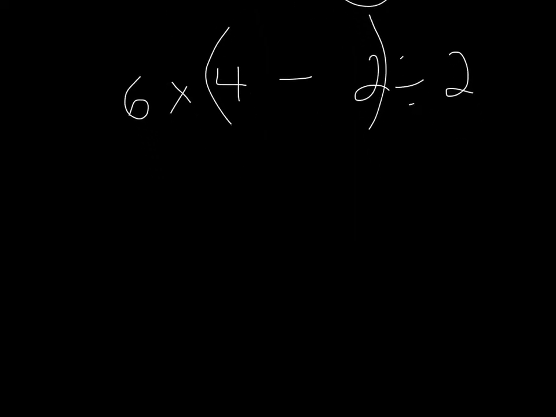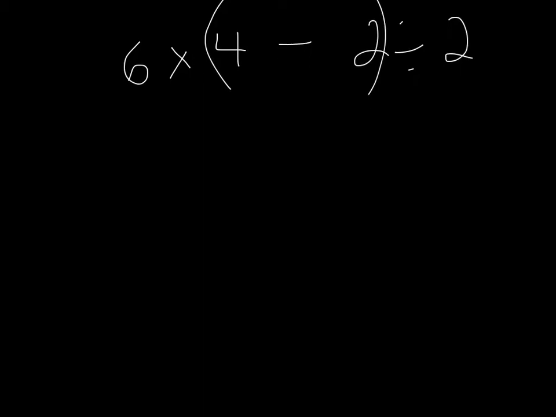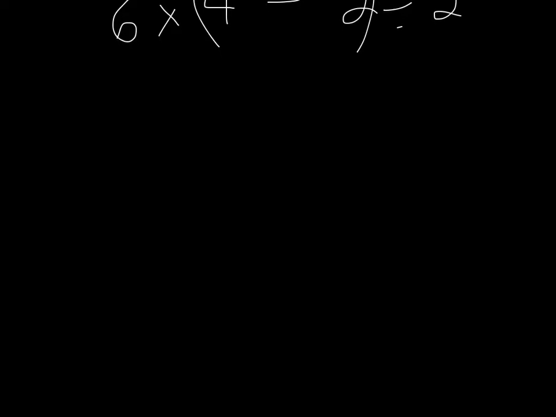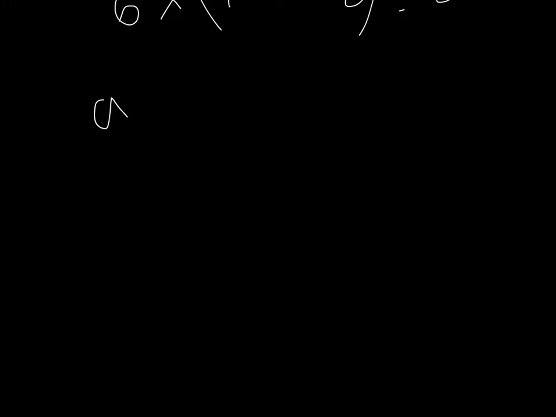Before that, from question 1, from A to D, all you have to do is just follow the order of operation to solve your question. Question A is 7 minus parentheses 2 plus 1.